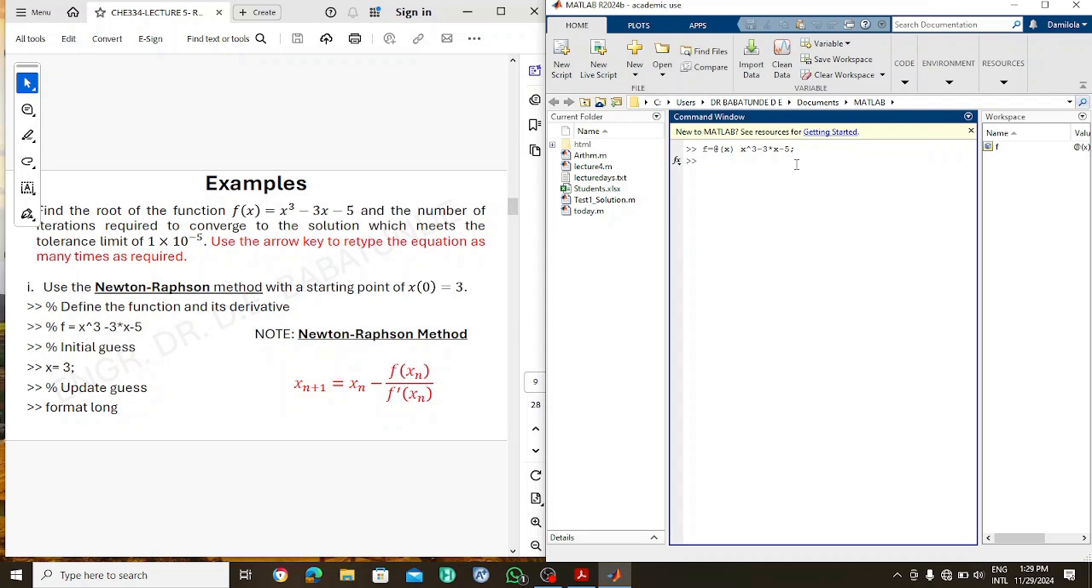You see at the workspace it has created that function for me. So what else do I need? I need my f prime, the first derivative. Let me call my f prime f_prime, and that is equal to, so what's our f prime based on this equation?